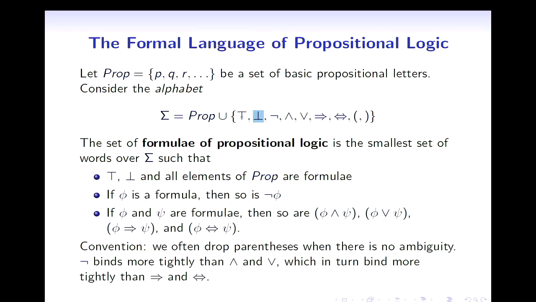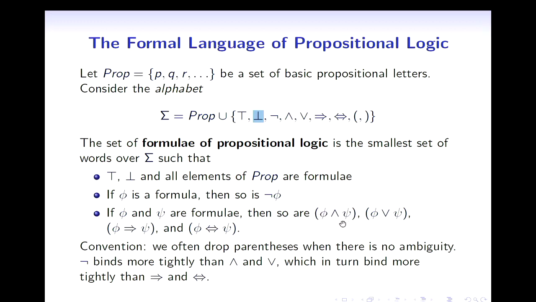It says that always true and always false are correct formulas. All propositions themselves, like P, Q, R, they themselves are formulas. And then we can combine these individual formulas with the help of our connectives. If phi is a formula, then we can always put a negation in front. And if we have two formulae, phi and psi, then we can say phi and psi, phi or psi, and also the implication and the bi-implication, including these parentheses here.